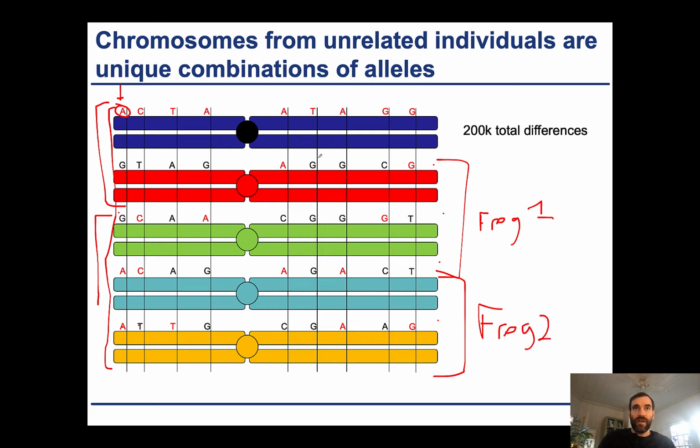If we looked at this position right here, both of these frogs would be homozygous, and they would both, in this case, be big A, big A. But if we looked at any different position, for example this position right here, these frogs would not be identical at this position. There'd be something like this, because this is big G, and this is big A, and so that would be the opposite allele.